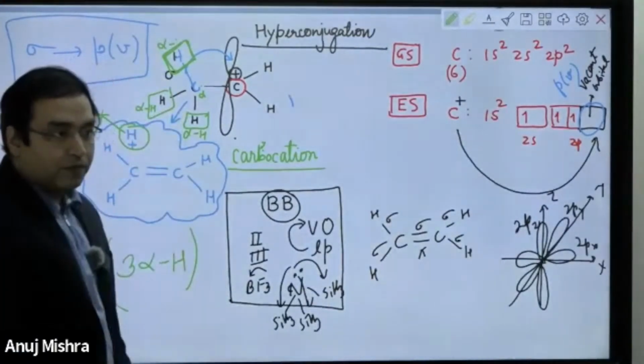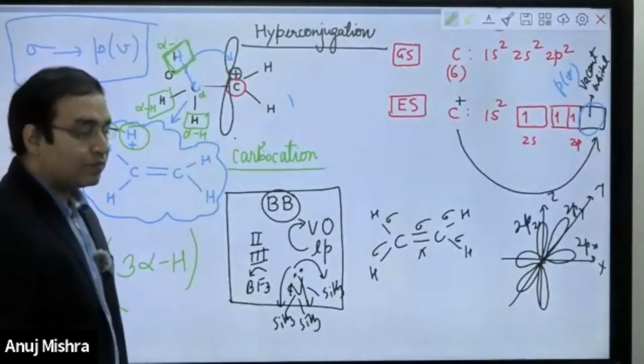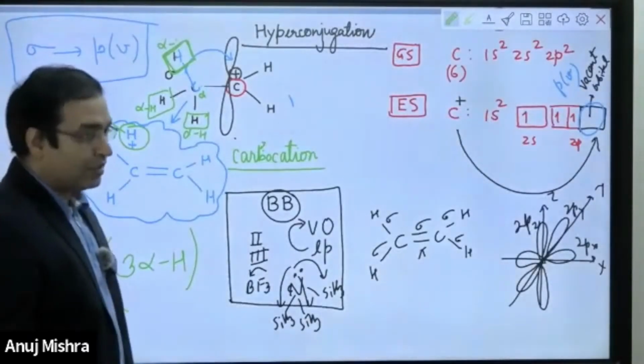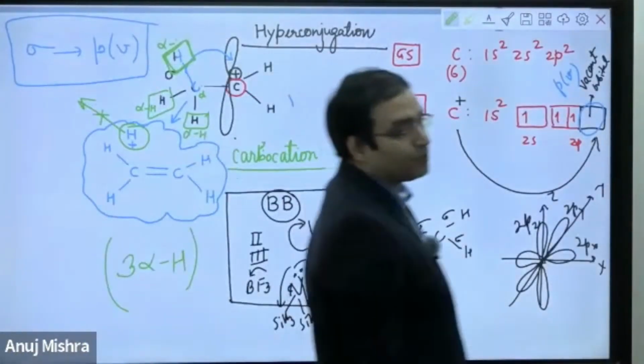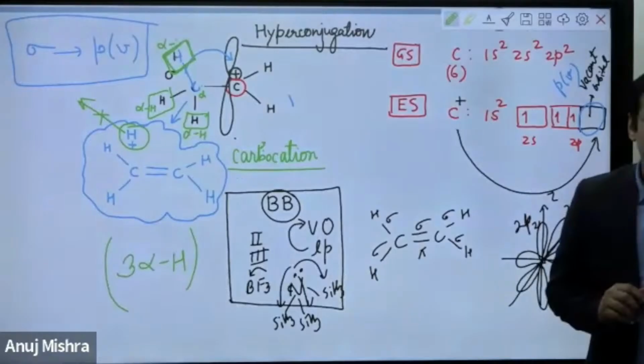Can I remove this? Do fewer alpha hydrogens have less significance, and more alpha hydrogens mean more stable? Yeah, I'll come to that. That is the next discussion. Any problem with this part? Anybody? Any issues? Can I remove this? You've written, all of you?